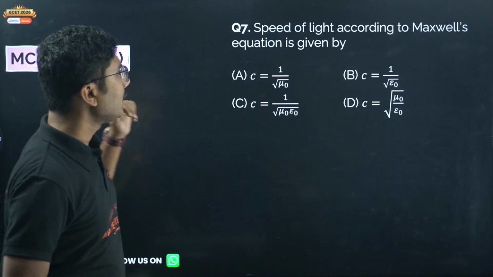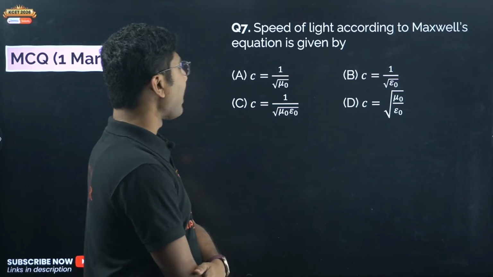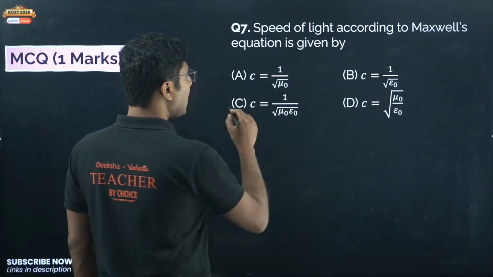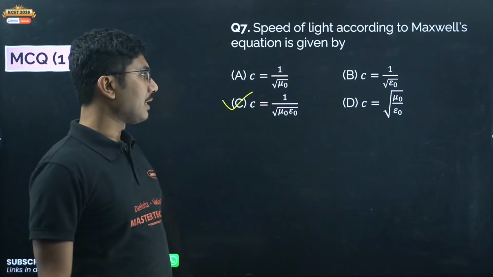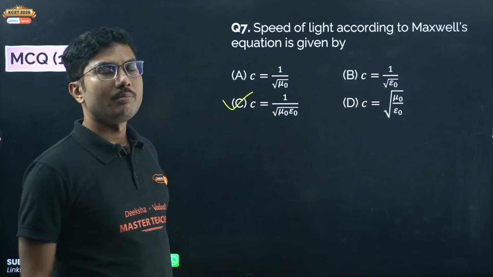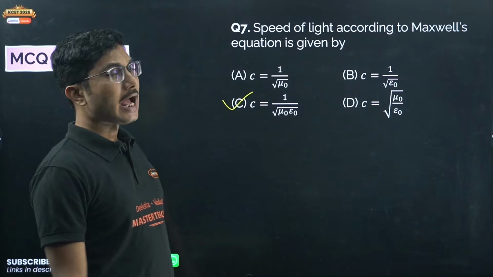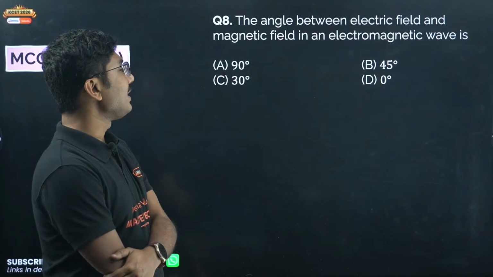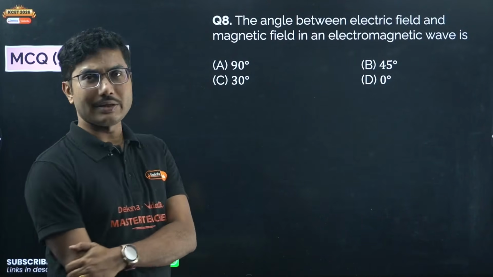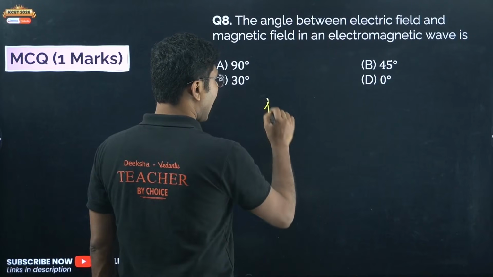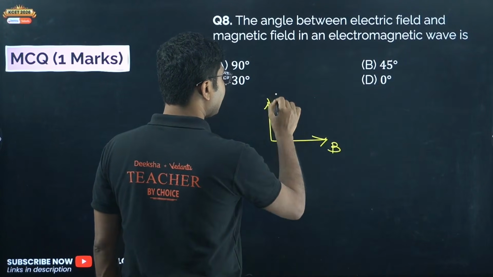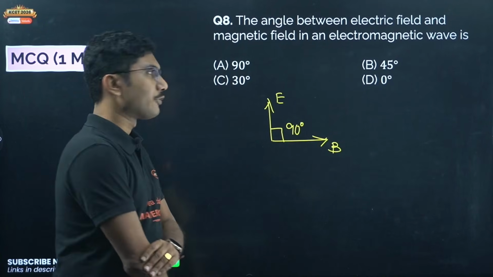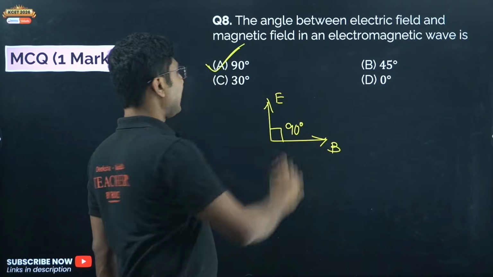Okay, now let's move on. Speed of light according to Maxwell's equation is given by C equals 1 upon root of mu naught epsilon naught. Next, the angle between electric field and magnetic field in an electromagnetic wave. The angle between electric field and magnetic field will always be 90 degrees in case of an electromagnetic wave. No other angle is possible for an electromagnetic wave, so the correct answer is option A.